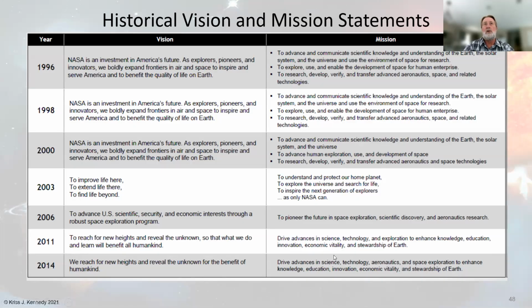Here are some historical vision and mission statements: 1996, 98, 2000, and so on. And you can see how they've changed over the years at NASA, on the vision and also the mission, and how they have gone back and forth. And I didn't even include 2018, which we just reviewed. But you can see that, and if you continued this, you would see the goals and objectives that support the mission statement.